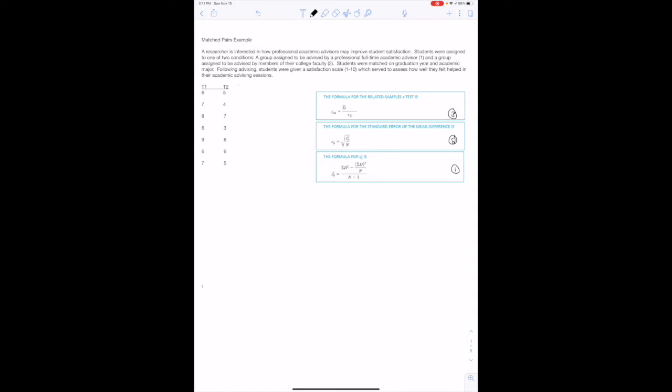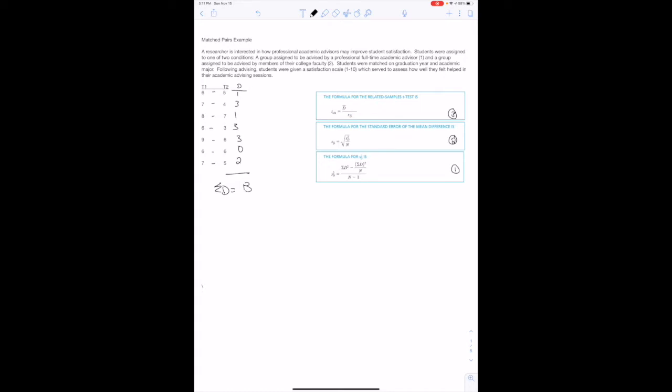And to do that, we're just going to make a difference column, label it D, and we're going to simply subtract each of these. So 6 minus 5 is 1, 7 minus 4 is 3, 8 minus 7 is 1, 6 minus 3 is 3, 9 minus 6 is 3, 6 minus 6 is 0, and 7 minus 5 is 2. We're going to sum that and get our sigma D value, which is 1 plus 3 plus 1 plus 3 plus 3 plus 0 plus 2, or 4, 7, 8, 10, 13. 13 is sigma D.